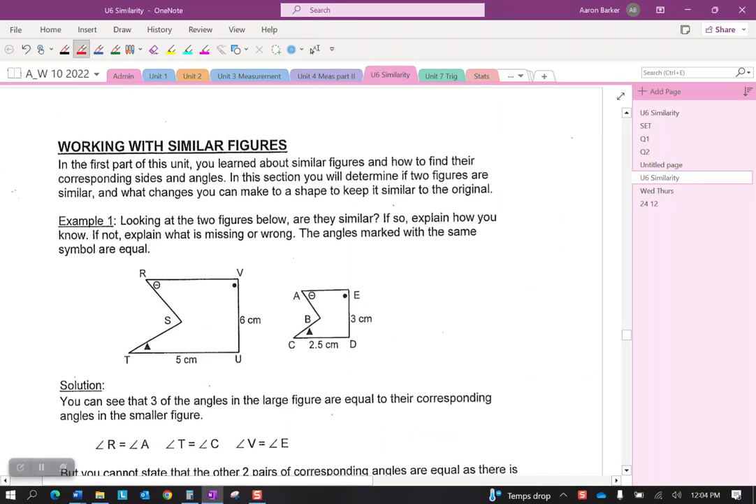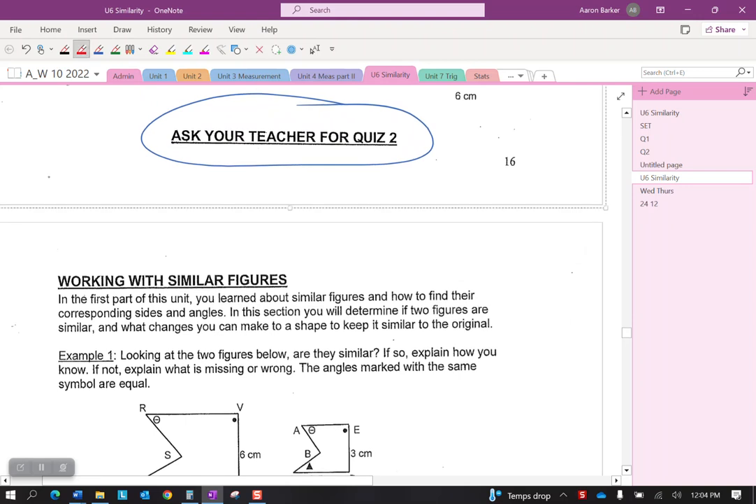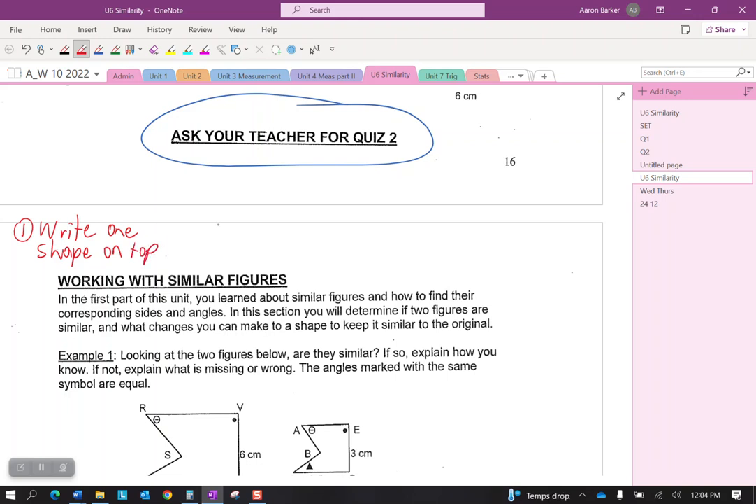What we've done so far when we've done our work, the first thing we did, number one, is you set up your proportions and you write one shape on top. That's the first step. So if we have two shapes, you either have shape A on the top or you have shape B. And you can use the words big, small, left, right. That's fine. But somehow you want to make sure you know which shape's numbers are going on top.